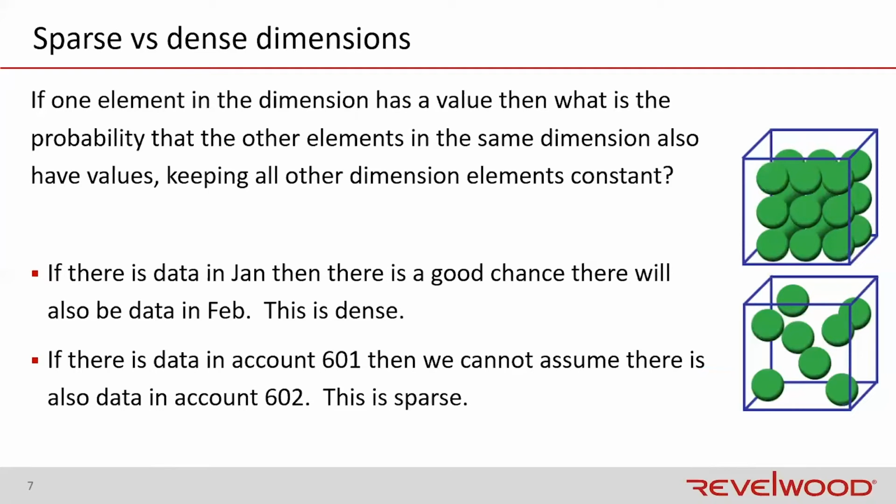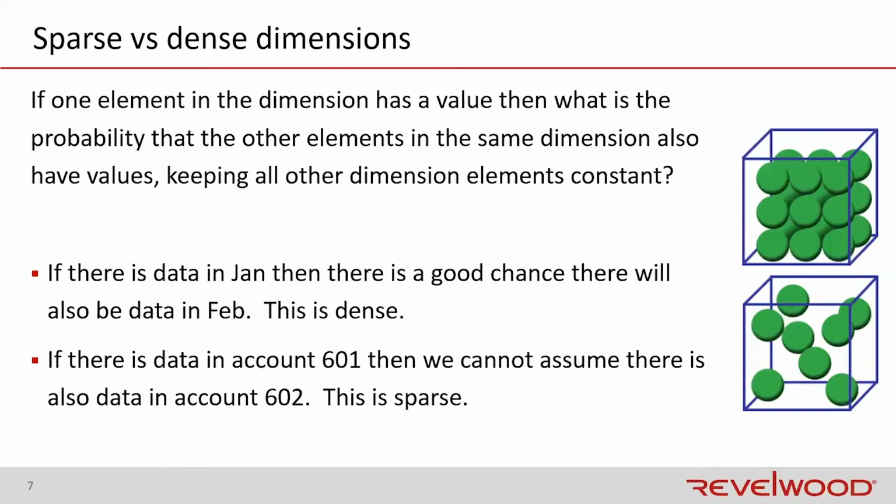Now, on the exact opposite, doing a full 180, now we think of our account dimension. If there's data in account 601, then can we assume that there's definitely going to be data in 602? And the answer is no. The way that you use your account structure, the way that you look at it in regards to what accounts am I going to use, the business logic associated with that doesn't require that if I'm using one account, I'm probably using all my accounts. That's what we call sparse.